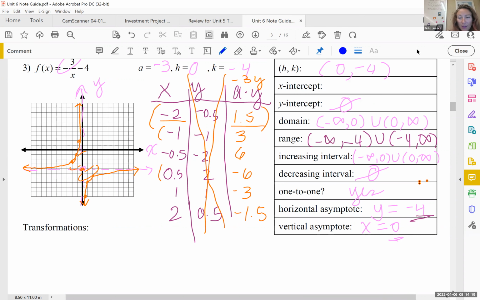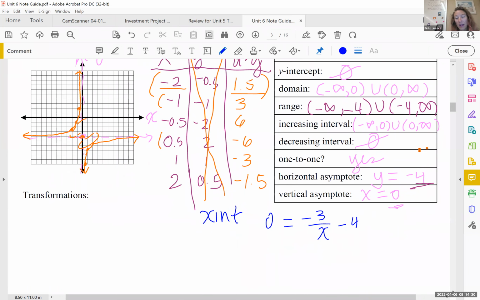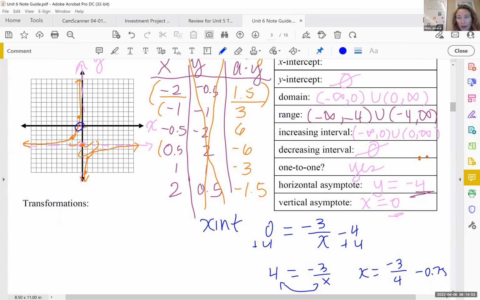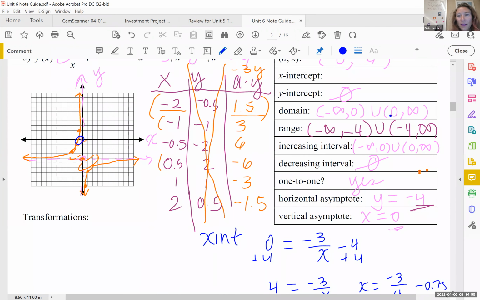All right, so to find the x-intercept, I'm going to use blue. And that's going to say x-intercept. Again, we set y equal to 0. We've got negative 3 over x minus 4. And I'm going to solve for x. I'm going to add 4. That's 4 is equal to negative 3 over x. Doing the switcheroo, I've got x is equal to negative 3 over 4, which is negative 0.75. Visually, am I seeing that? Yeah, pretty close, just with even just my graphing. So that's going to be negative 0.75, comma 0 for y.